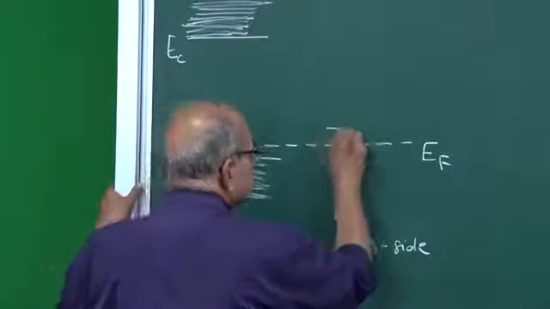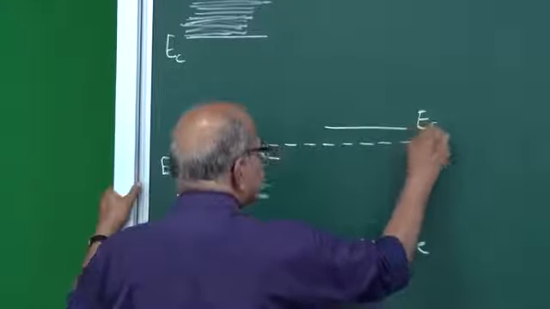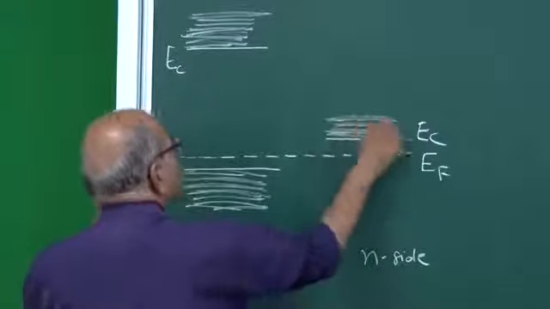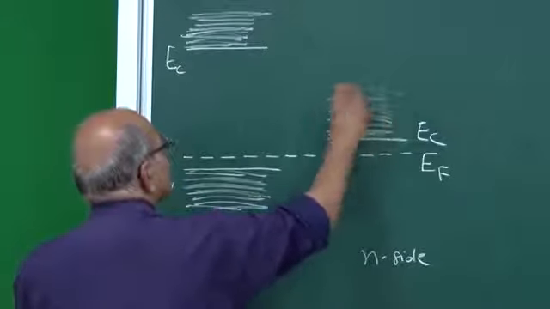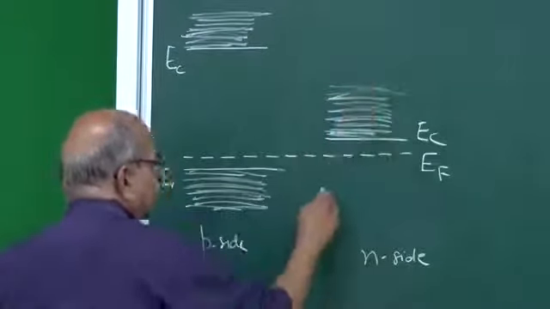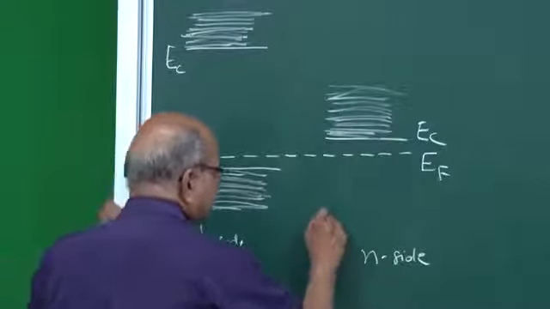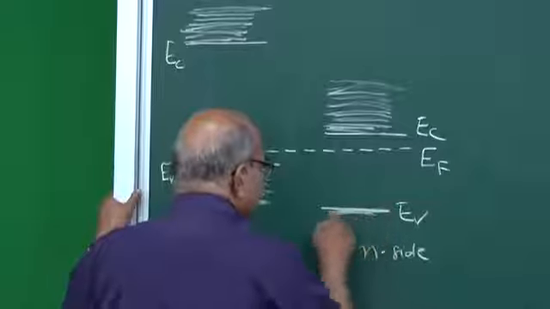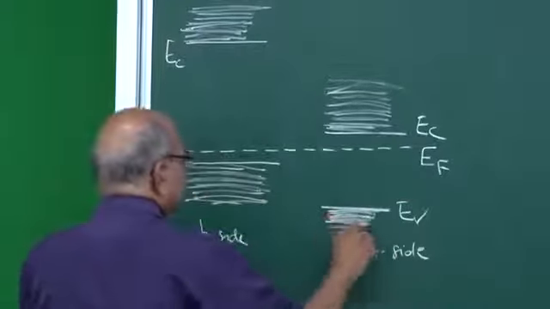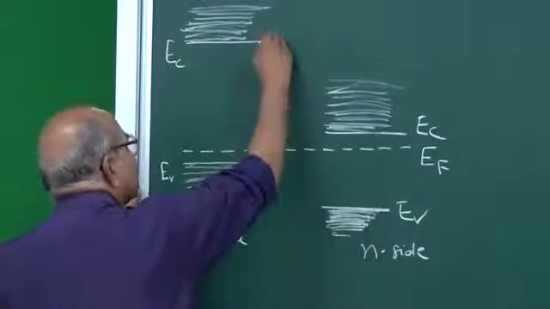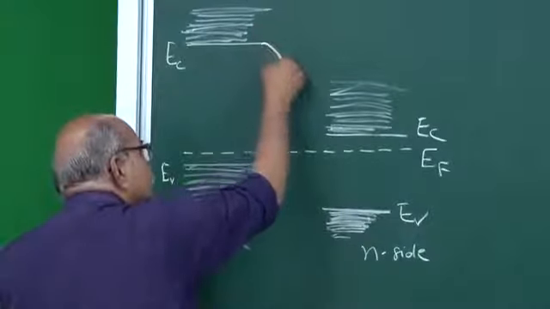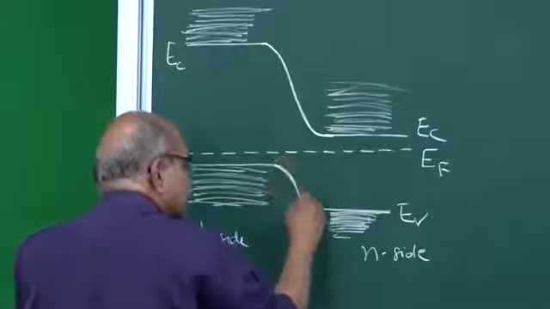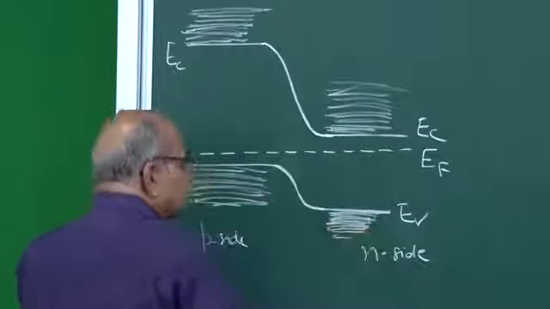So this EC is here, and then all these quantum states are here. These are the conduction band, and EV, the valence band, will go somewhere here, and you will have these valence band quantum states. Then it bends and joins with this EC. This bends and joins with this EV, and so on.